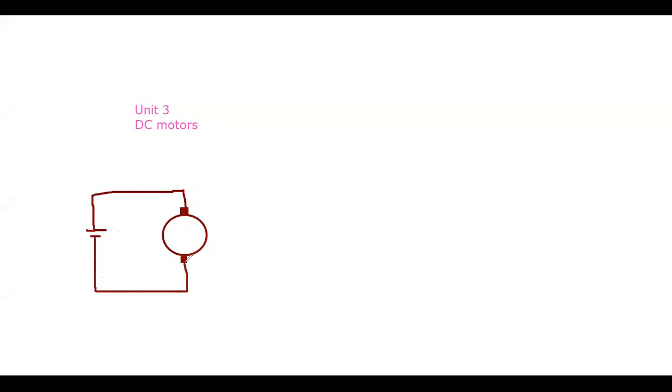to the motor terminals. But in practical cases, we cannot give the motor connection as shown here. In between, there should be some component available. What is the need for that component? Because it is a DC supply.